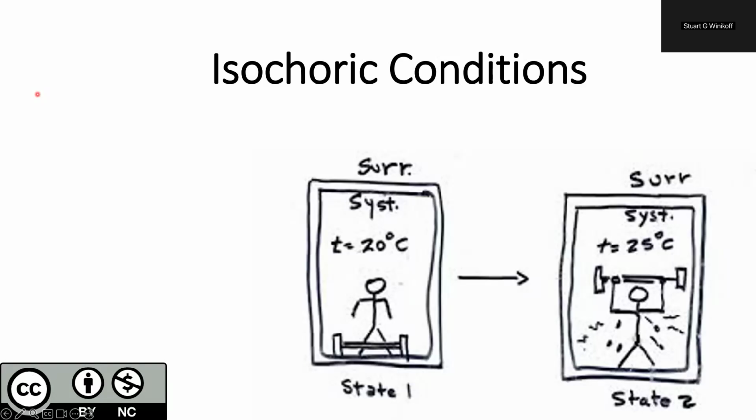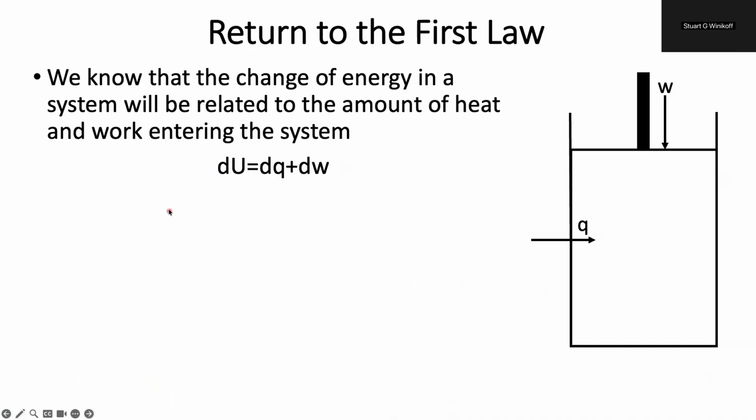So, last time we finished up talking about compression and expansion of ideal gases and how we can use this to really identify the work of a system. So, this time we're going to actually flip to constant volume conditions so we can really nail down a good definition of heat. So far we know that the change of energy in a system is going to be related to the amount of heat and work entering the system.